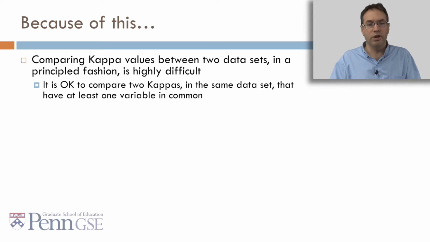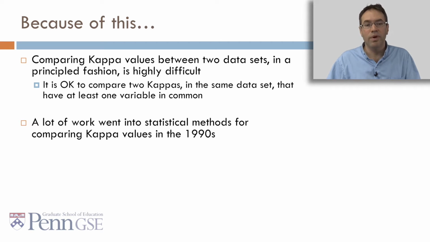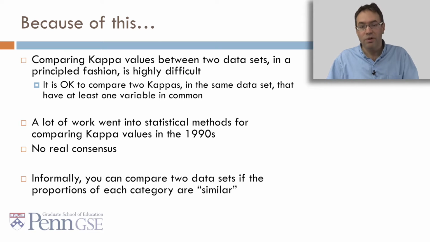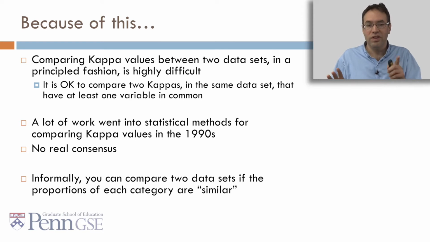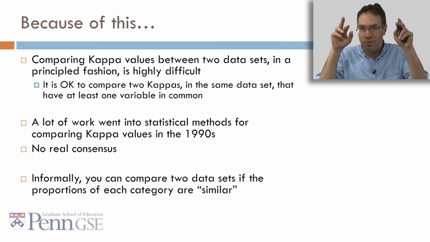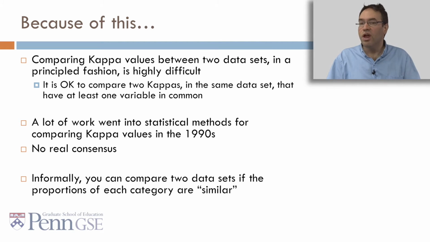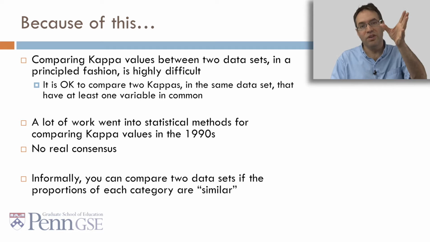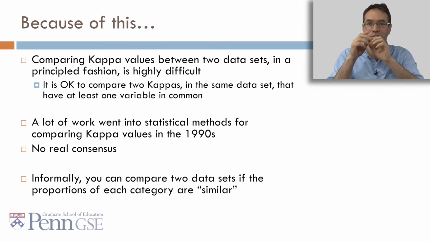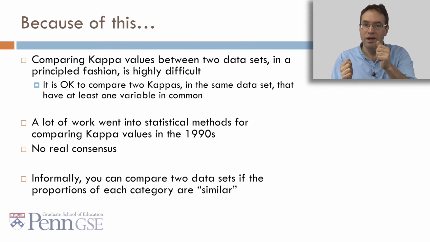It is okay, however, to compare two kappa values in the same data set that have at least one variable in common. A lot of work went into statistical methods for comparing kappa values in the 1990s, and there was no real consensus. It turns out that there's just not a really good way to do it, as far as we currently know. Informally, you can probably compare two data sets if the proportions of each category are similar, whatever that means. So if you have two categories and in one data set it's 60-40, and in the other it's 55-45, you're probably okay. But you wouldn't want to compare 60-40 to 93-7.